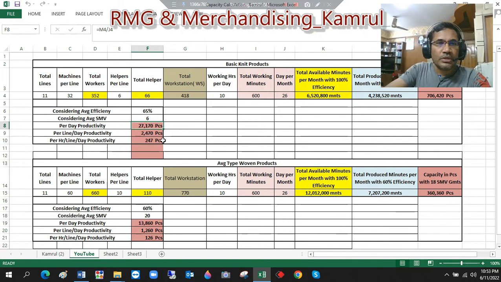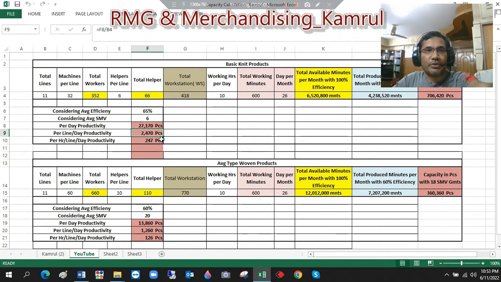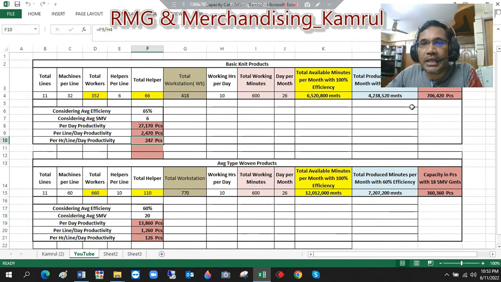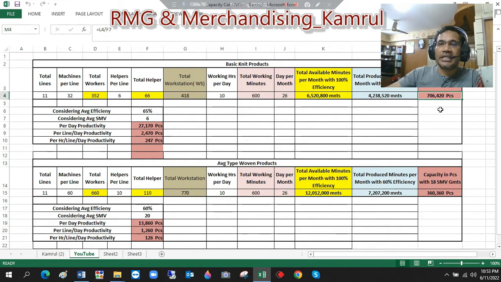In the same way we can do per line per day productivity. Per day productivity is 27,000 pieces for the total factory. If I consider per line, just divide by the 11 lines, and you will get the per line productivity. Per hour, per line productivity is 247 pieces for this particular factory, and accordingly per month with the full factory using 11 lines, the productivity is 7,642 pieces.